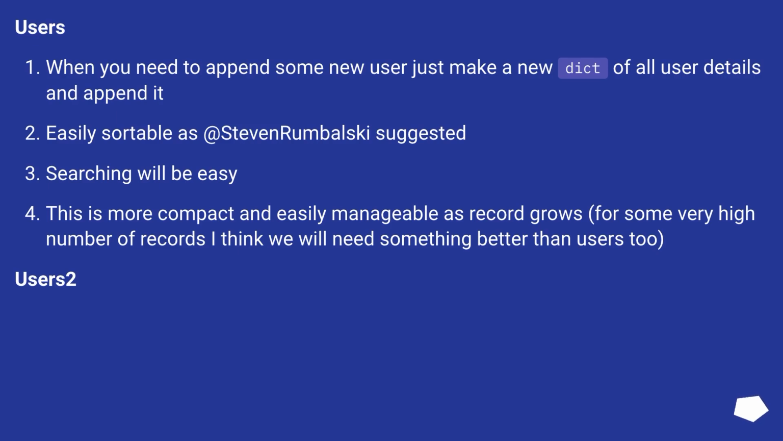Users. When you need to append some new user, just make a new dict of all user details and append it. Easily sortable, as Stephen Rumblesky suggested. Searching will be easy. This is more compact and easily manageable as records grow. For some very high number of records, I think we will need something better than users2.